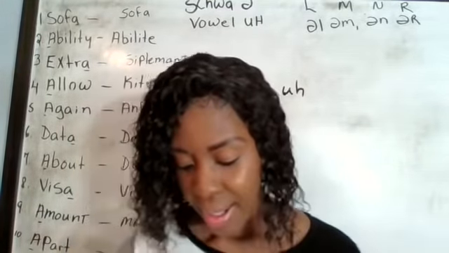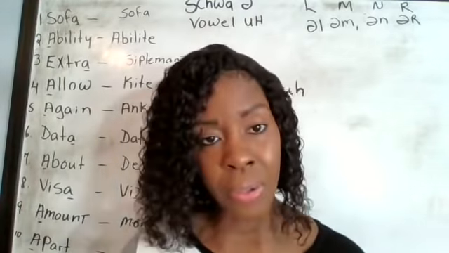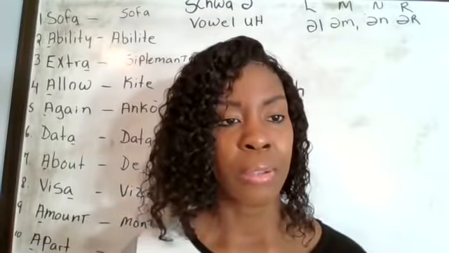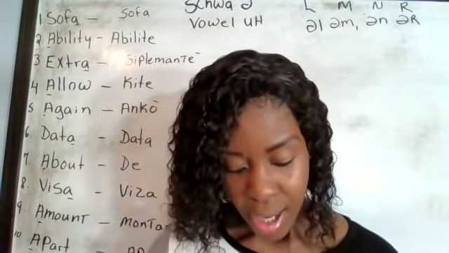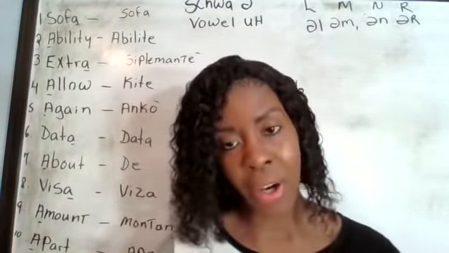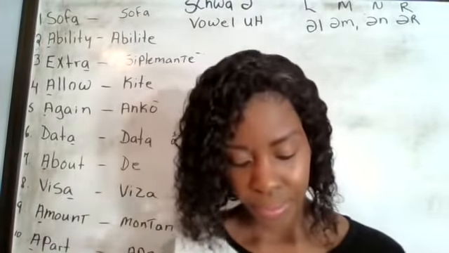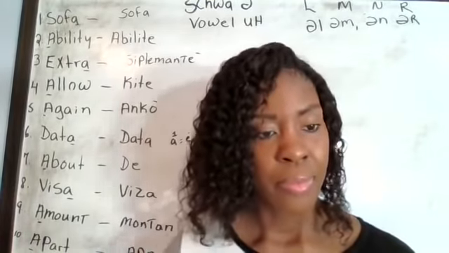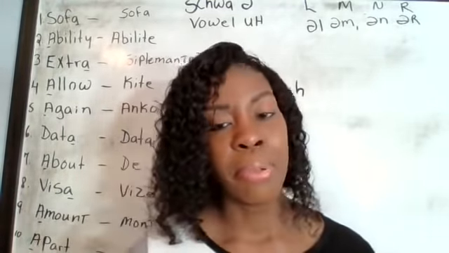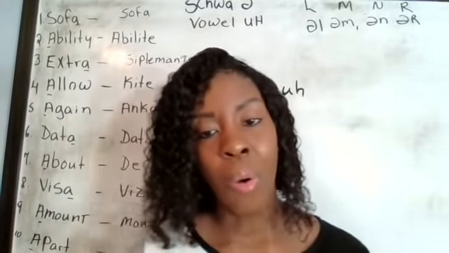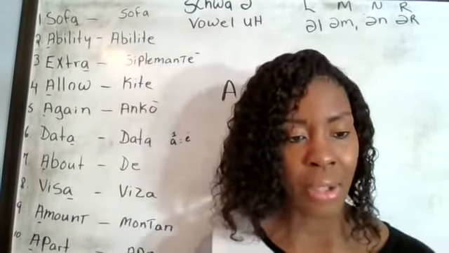Number 7, there are too many tomatoes or there are too much tomatoes. Number 7, too many tomatoes or too much tomatoes.